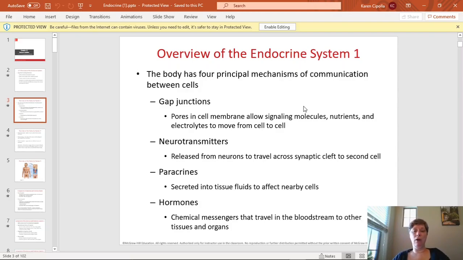The third way are paracrines. These are substances that are secreted into tissues themselves or the tissue fluids to just affect the local cells in that area. So you have a cell here and it's kind of like a skunk setting off the scent glands where it releases it out into the environment and it affects those local cells. And then the fourth one is hormones. And these are those chemical messengers that travel through our bloodstream to affect other tissues and organs.